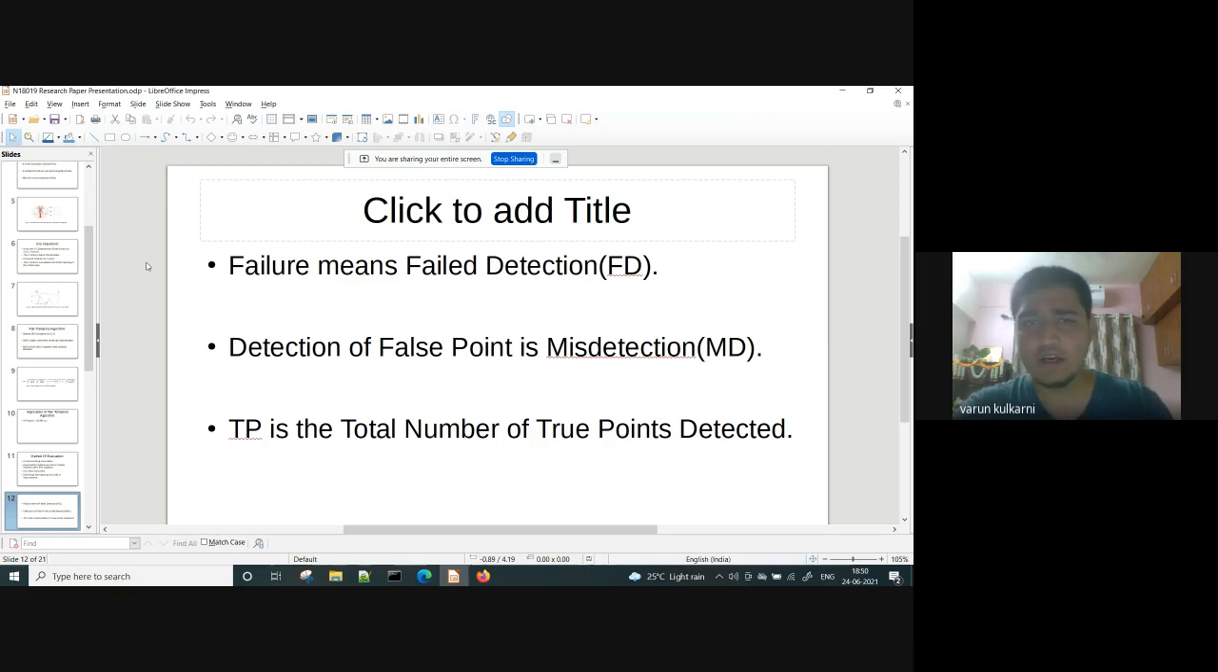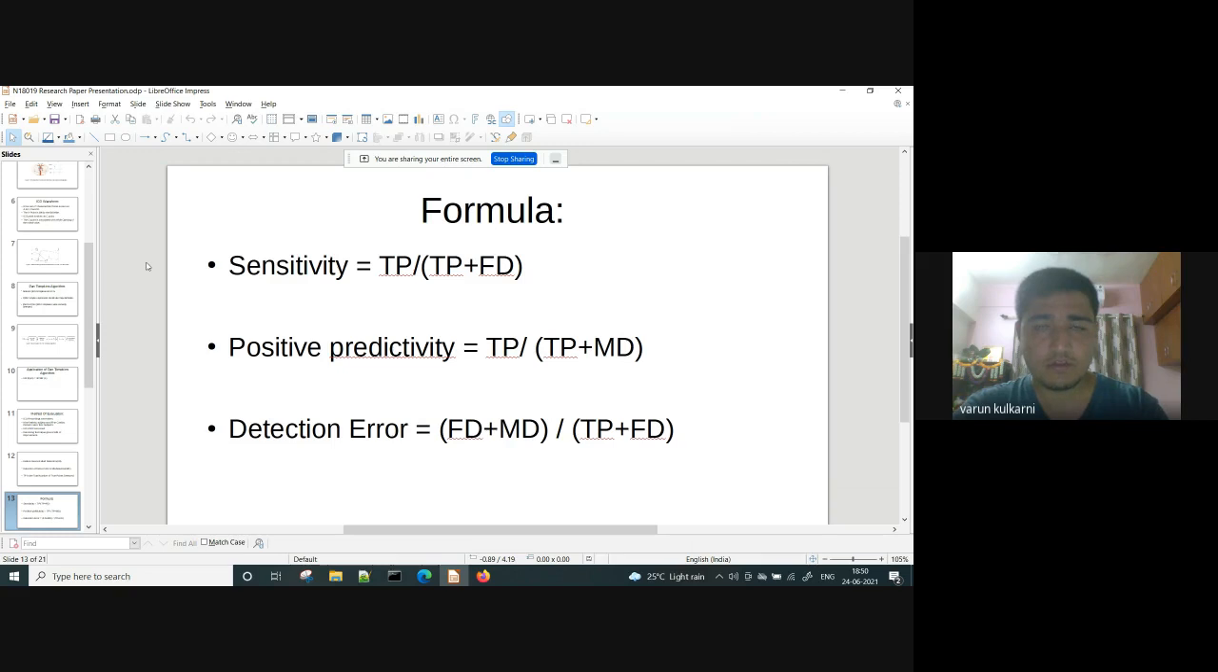So basically, failure to detect a true point was counted as failed detection, that is FD, and detection of a false point was counted as misdetection, which is MD, and TP refers to the total number of true points detected. So here is the first formula, sensitivity, which is equal to TP upon TP plus FD. It means the total number of points marked upon the sum of total number of points marked plus failed detections. So this gives us sensitivity.